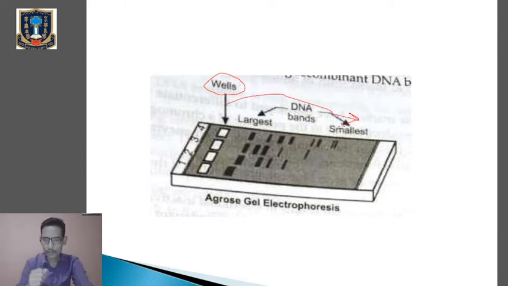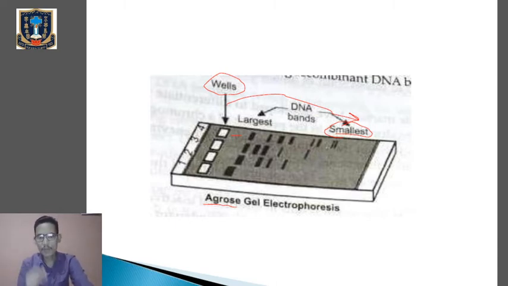Here we require a medium or a matrix through which the DNA fragments will move, and the matrix that we are going to use is agarose. Under the influence of the electrical field, the DNA fragments will start moving through the matrix. The smaller the size, the farther it will move. You can see over here the smallest fragment of DNA will move the farthest, and the largest fragment will be close to the well. In this way the fragments of DNA will be separated according to their size.